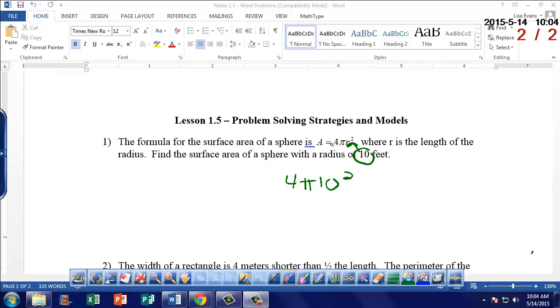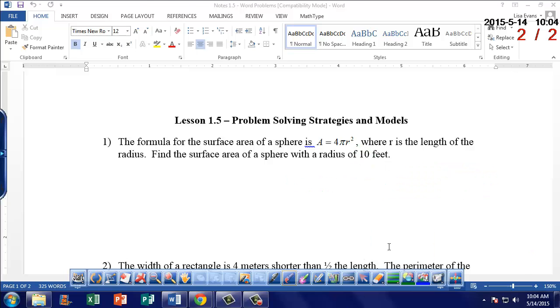So what you can do on your calculator is you can actually do 4 times pi, which is 3.14, times 10 times 10. When you do that, you get 1,256. Surface area is units squared, so feet squared. So this one's pretty straightforward, not too bad.